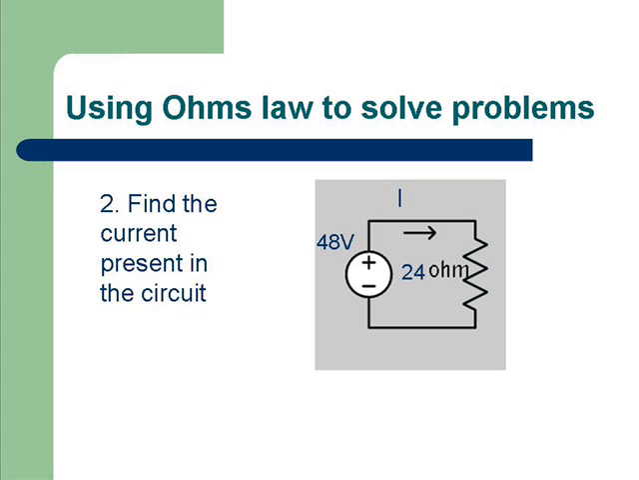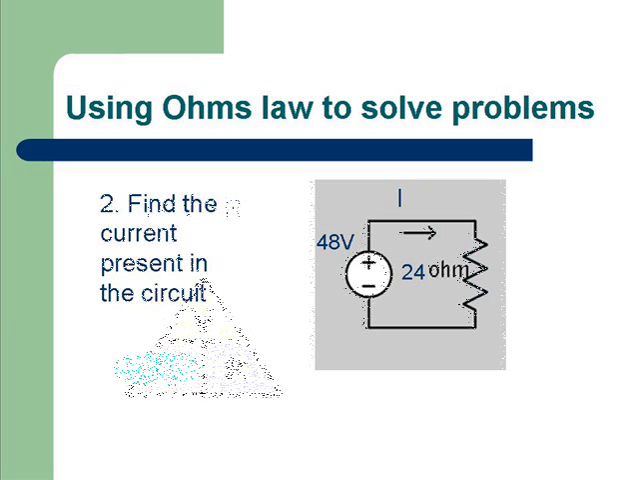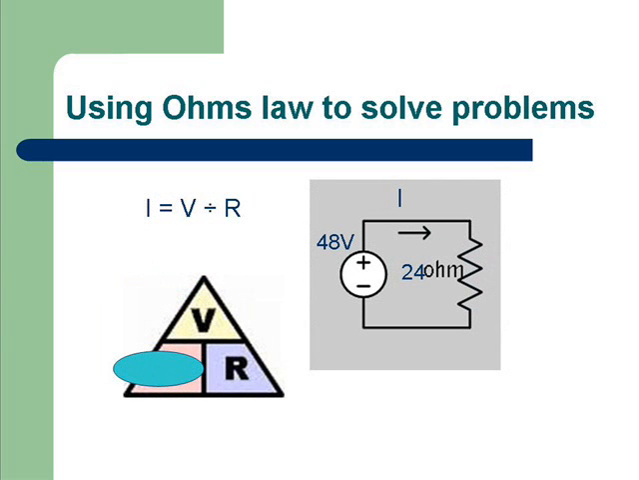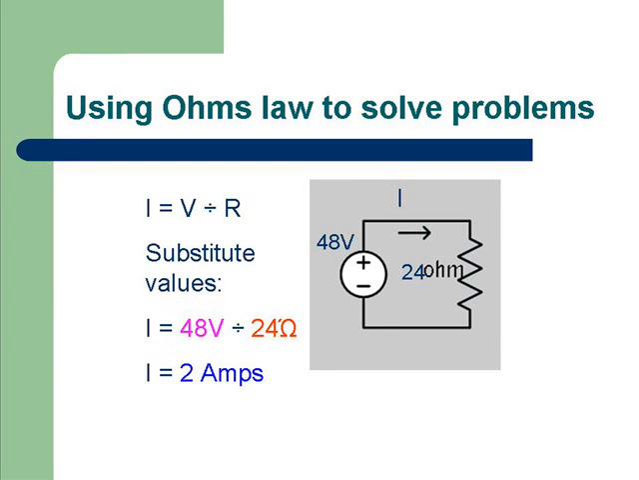The second problem requires us to work out the current in the circuit. As we can see, we have a voltage of 48 volts and a resistance of 24 ohms. So we use the same technique again, the Ohm's law triangle. We simply cover the I, and this reveals that the formula is V over R, or V divided by R. Now that we have that, again we simply substitute the values in. So the voltage is 48 volts, the resistance is 24 ohms, and again using our calculator, I is V on R, which is 48 on 24, so therefore the current is 2 amps.